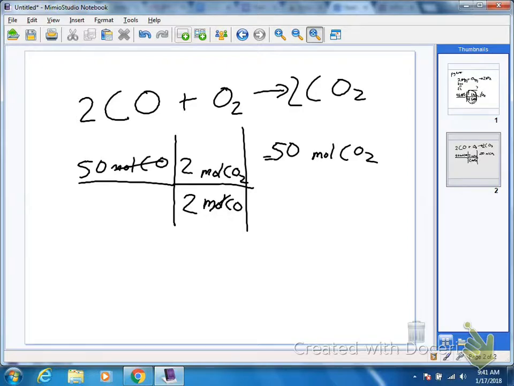Problem. Why don't you do the next one on your own? It says what volume of oxygen would be needed to react with 968 liters of carbon monoxide. So we have 968 liters of carbon monoxide, and what it wants to know is the oxygen needed to react. Okay, so go ahead and set that one up. So we're going from liters of CO, and our final answer needs to be liters of O2.